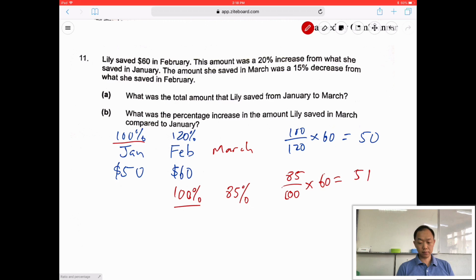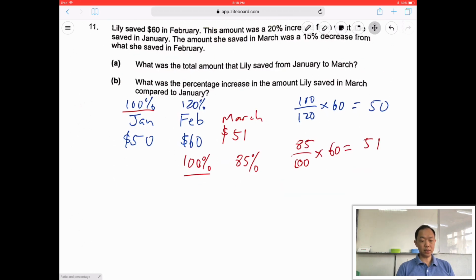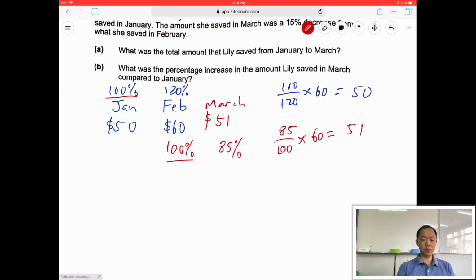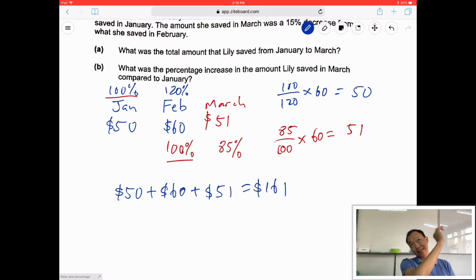So it's 51. So to answer the question, what was the total amount from January to March? Just add them together: 50 plus 60 plus 51, that's 161. That's it. Okay, so that's part A.